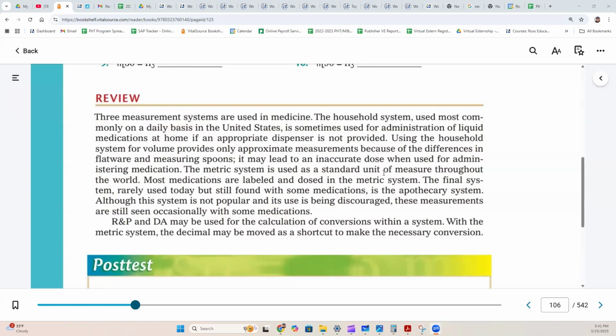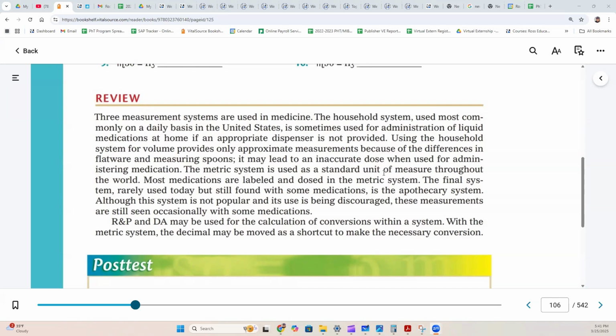Three measurement systems are used in medicine. The household system, used most commonly on a daily basis in the United States, is sometimes used for administration of liquid medications at home if an appropriate dispenser is not provided. Using the household system for volume provides only approximate measurements because of the differences in flatware and measuring spoons. It may lead to an inaccurate dose when used for administering medication. So that's why we always want to give the patient a measuring device for liquid medication when it's prescribed.